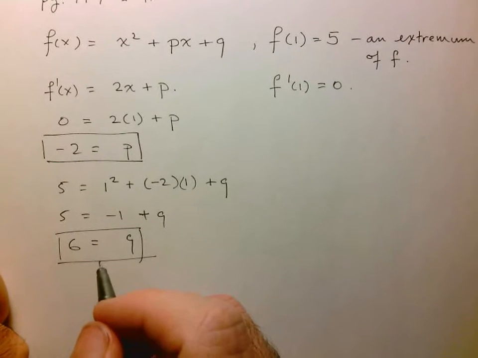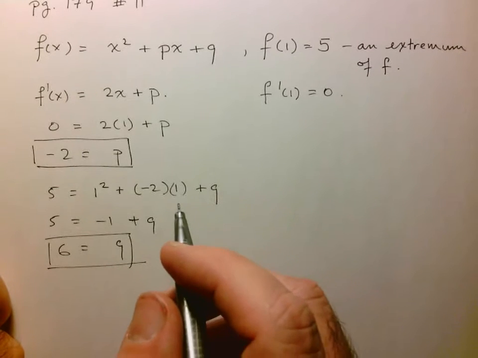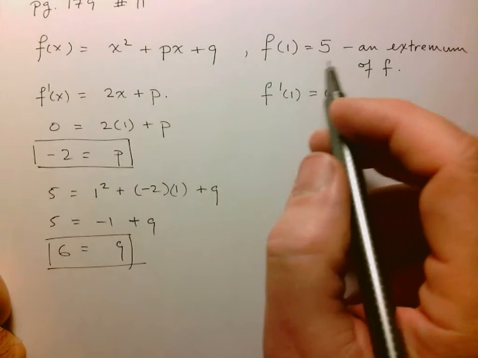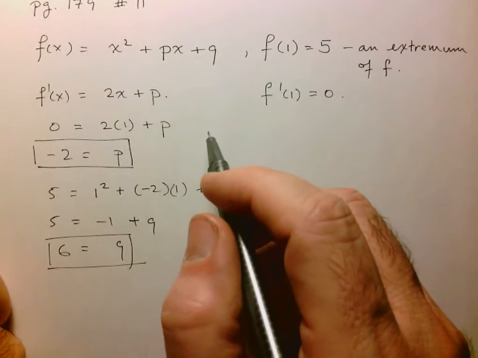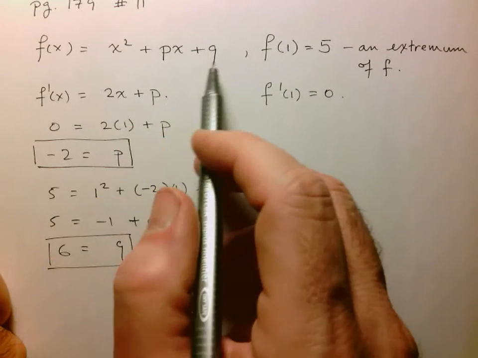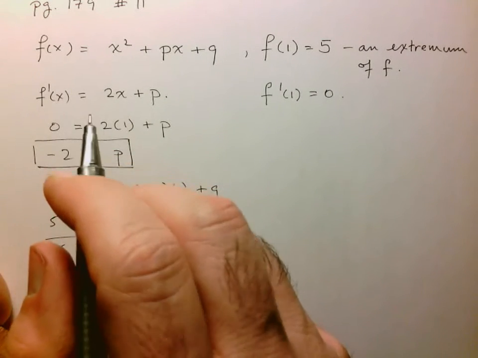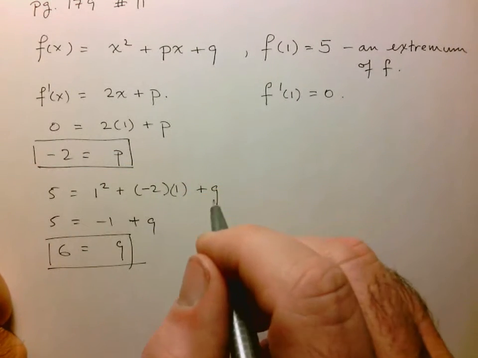So now we've determined the function. But what they want us to show is what type of extremum we have at x equals 1, whether it's a minimum or a maximum. Now, we should already know that because this is a quadratic with a positive leading coefficient, it's going to be a minimum. But let's use our first derivative test to determine that.